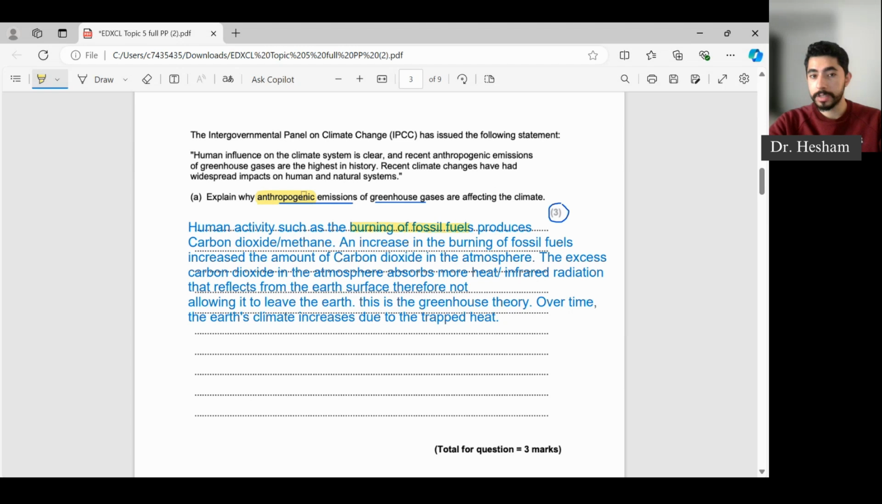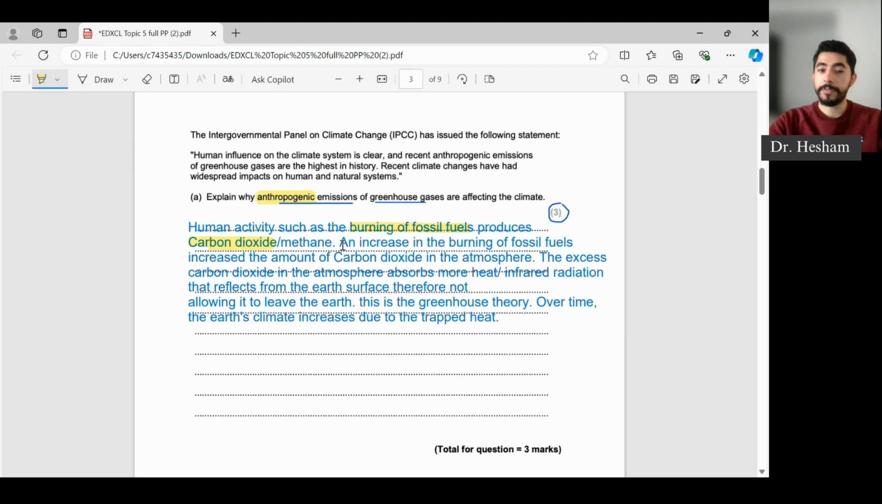Notice that the question here is very generic. The question here does not mention a specific greenhouse gas, and it doesn't mention a specific activity. So you have to do that for them. They expect you to do that. Burning of fossil fuels produces carbon dioxide or methane. You can pick one, any greenhouse gas. I picked carbon dioxide. An increase in the burning of fossil fuels increased the amount of carbon dioxide in the atmosphere. The excess carbon dioxide in the atmosphere absorbs more heat.